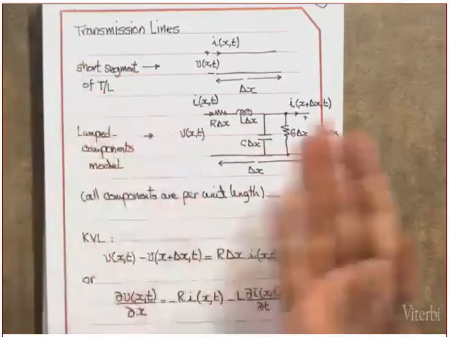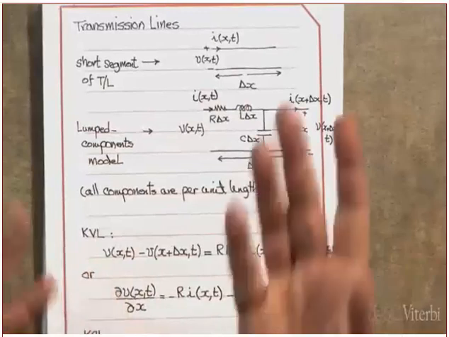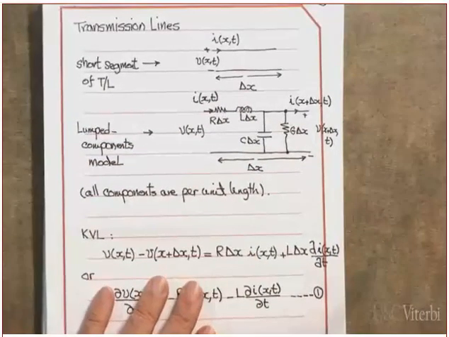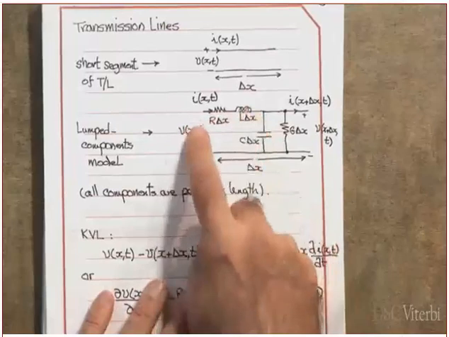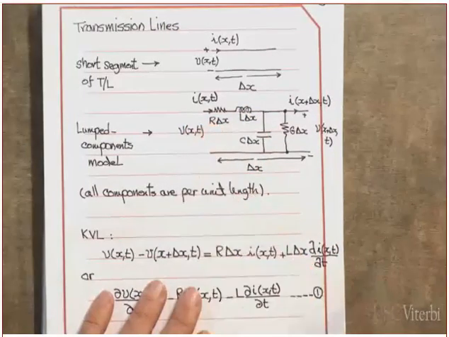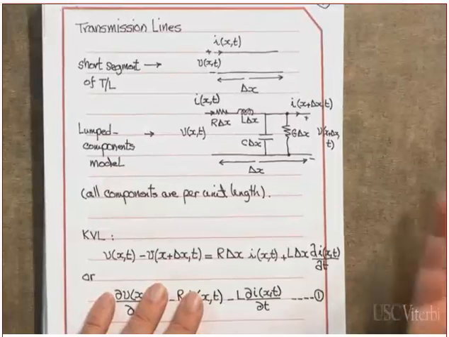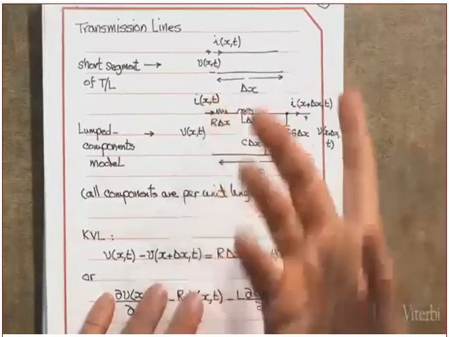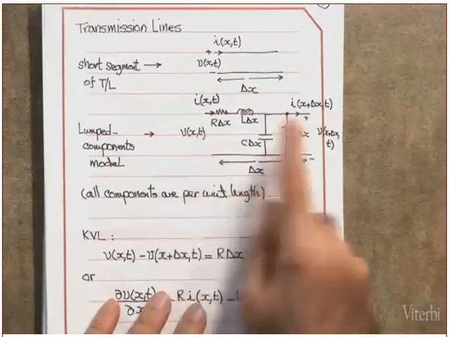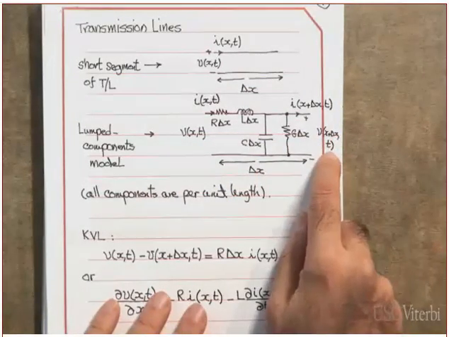There is a capacitance between the two wires. And this is a measure of the dielectric between the two wires. Clear? All of them, the units are in what? For example, this one is ohm per unit what? Length. For example, ohm per meter. Did you get this or not? Such that the whole thing is just ohm. This is V of x at time t. This is V of x plus delta x at the same time t.